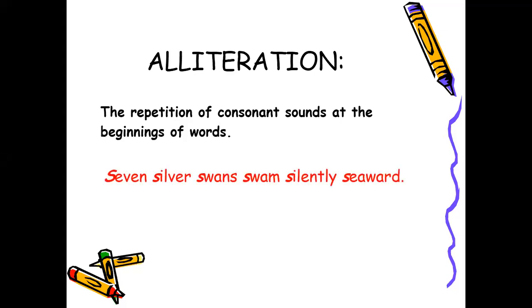Seven silver swans swam silently seaward. Wow, I like it. Seven silver swans swam silently seaward. That is alliteration, a perfect alliteration. And you can consider it a tongue twister. Usually alliteration is the one that we use to make tongue twister competitions. Try and say it as fast as you can. Seven silver swans swam silently seaward. That's a nice one. And here we have alliteration.